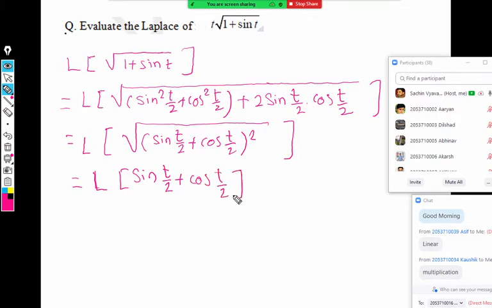Now here linearity property is required, yes, but after simplification. Now tell me the Laplace of sine of t by 2. 1 by 2 upon s square plus 1 by 4. Very good, you are correct. If you compare it with sine at, a is 1 by 2. So a upon s square plus a square, that is 1 by 2 upon s square plus 1 by 4. That is the value of the Laplace of sine t by 2.